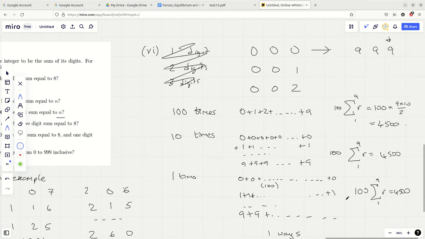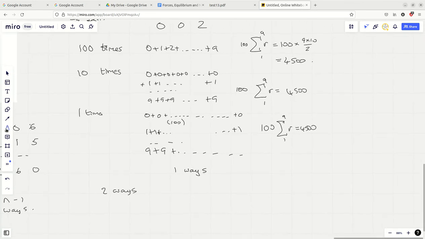And so at the end, we obviously need 300 times the sum from 1 to 9 of r, or 3 times 4,500. And hence the final answer. I'm sorry for all my messy maths, I'm terribly messy. You're going to have 3 times 4,500, which is 13,500.